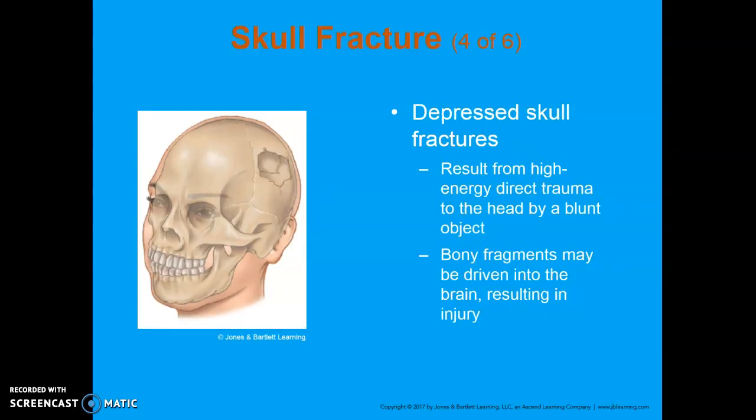Depressed skull fractures. This is high energy direct trauma to a section of the head. This is going to be by blunt force, and it ends up pushing the skull in towards the brain. So you might be getting some bony fragments that actually go into the brain tissue itself, which can result in some injury. The frontal and parietal bones of the skull are definitely more susceptible. The picture shows the parietal bone, obviously.